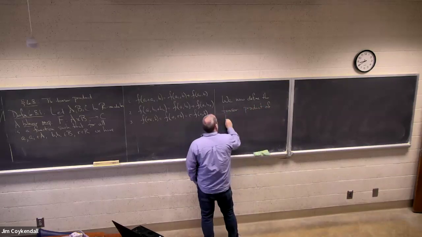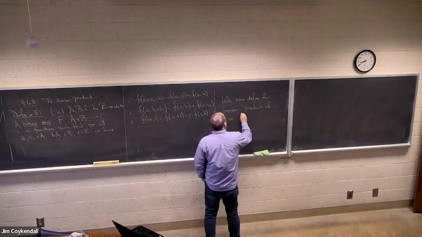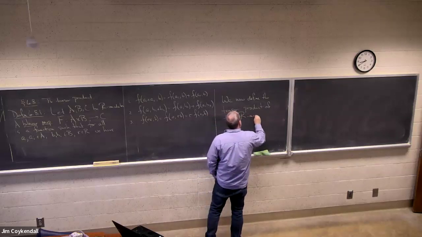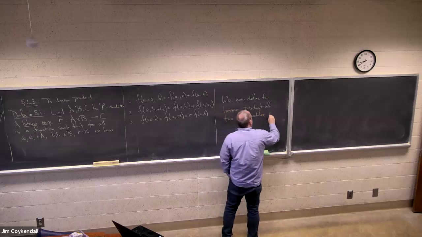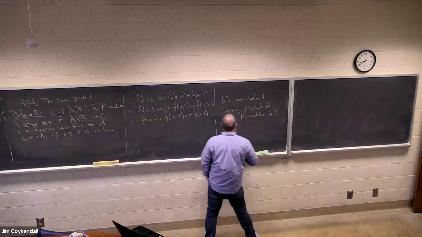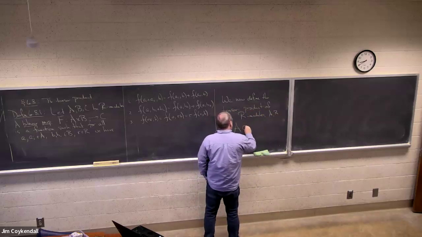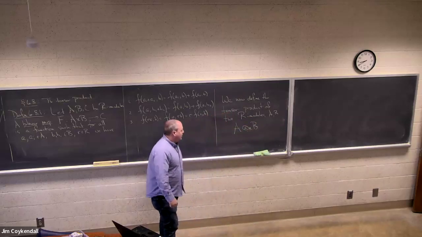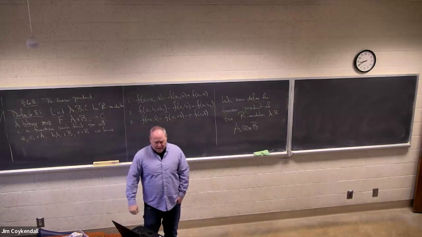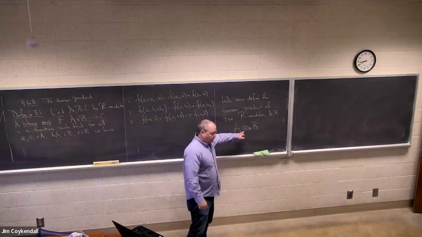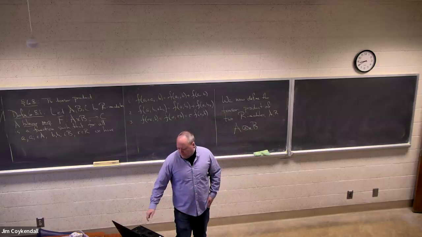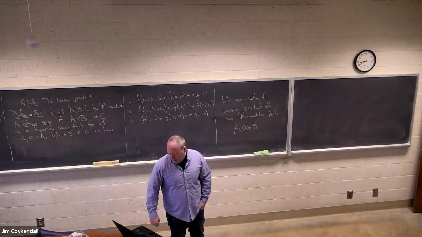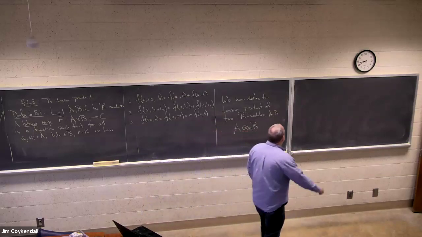That's the notation that I'm going to use for the tensor product. The subscript R on here, of course, emphasizes that A and B are R-modules. So, definition 6.2.